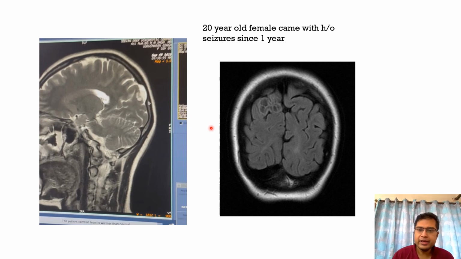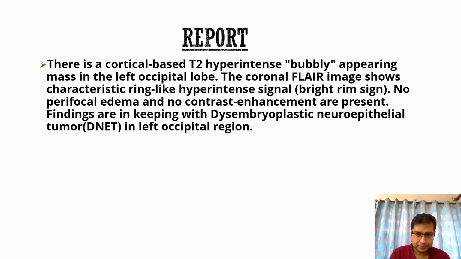So the flare images I don't have here, but the flare images look like this, of the cortical based lesion with peripheral rim of hyperintensity. Bubbly lesion, cortical based with peripheral rim of hyperintensity. There is only one diagnosis, and that is dysembryoplastic neuroepithelial tumor.